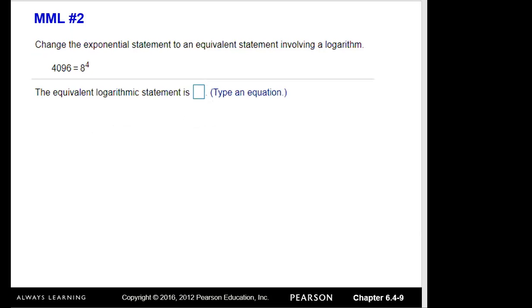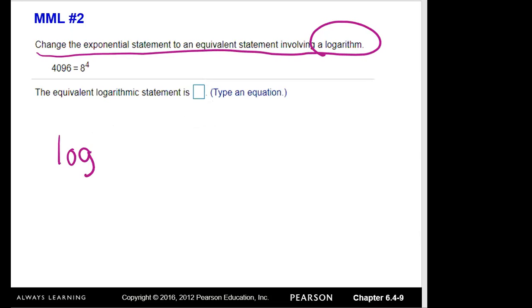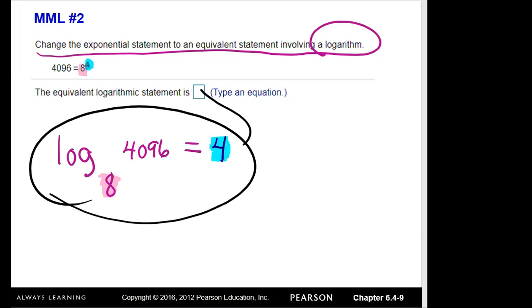So we're gonna change this one to a logarithm, all right? Change the exponential statement to an equivalent statement involving a logarithm. So it's going to be log base 8. Remember, you start with the base. The base is an 8, so that's what's going to go right here. Of the 4096, because it has to set equal to the 4, because logarithms always equal the exponent. The exponent is 4, and that's what goes there. That's my answer, and I'm sticking to it. Goes right in there in that box.